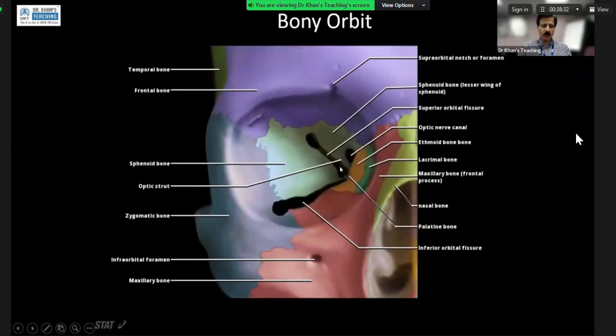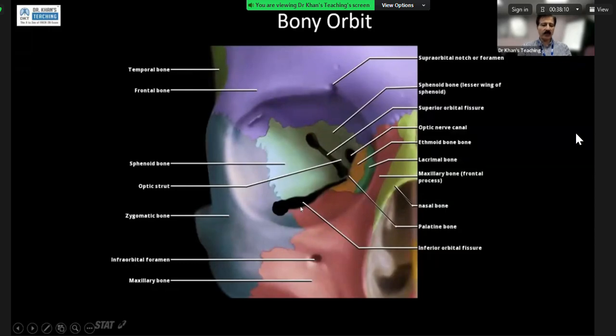Other than that, cranial nerves 3, 4, 6, and V1 all pass through it. If you can remember the superior orbital fissure like this, it is a fissure between the lateral wall and the roof. The inferior orbital fissure is a fissure between the floor and the lateral wall.